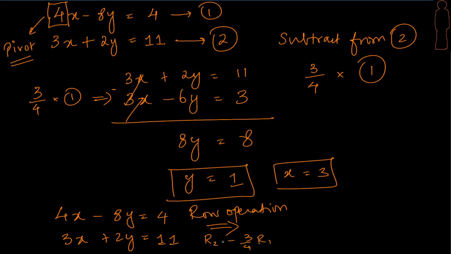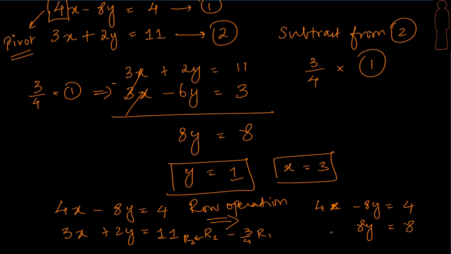Remember that this change was for equation 2, so I can write here that we are looking at the second equation getting changed. So this gave us 4x minus 8y equal to 4, and the second equation here is 8y equal to 8. There is something interesting that's happening here.